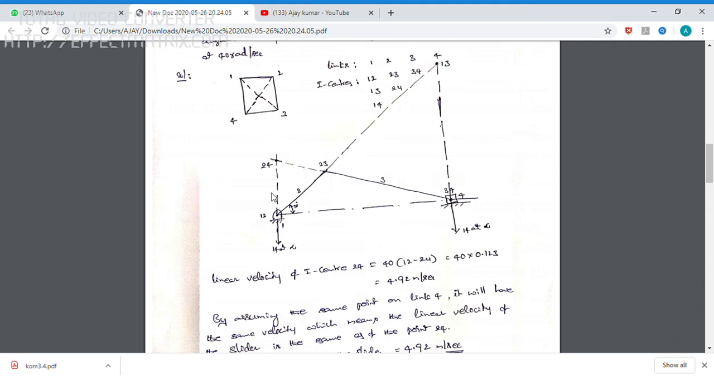Now I will take this link as one flat disk, this much area. On this particular area, the 2,4 point is located. Now I want to find the velocity at this particular point. That's why V24 is equal to the angular velocity of this link into the distance from 2,4 to 1,2, or 1,2 to 2,4.